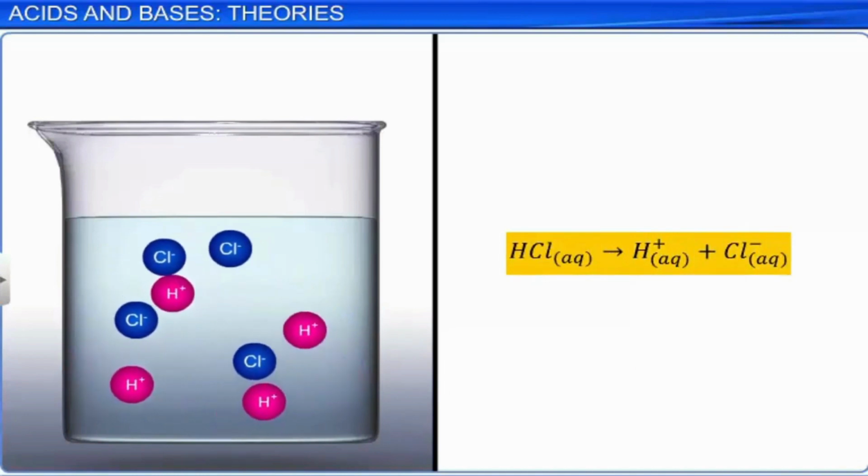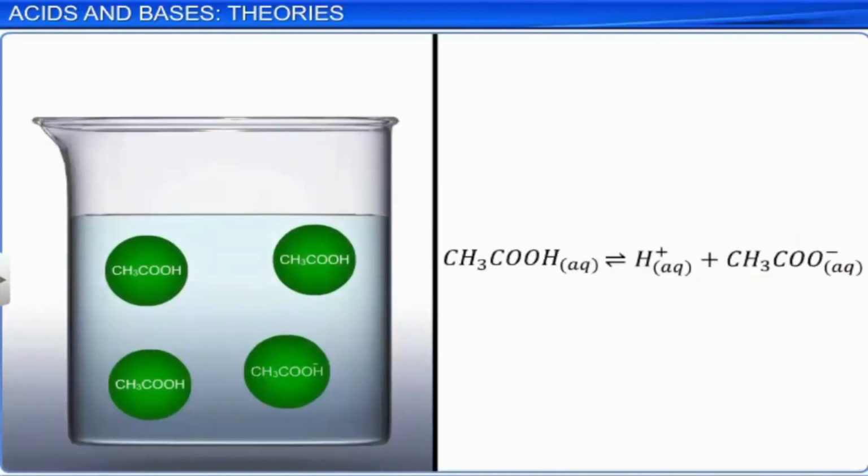On the other hand, acetic acid is considered a weak electrolyte as it undergoes ionization to a very limited extent. An aqueous solution of acetic acid mainly contains unionized acetic acid molecules in equilibrium with the few hydrogen and acetate ions. Hence, the equilibrium involving the ions in an aqueous solution of a weak electrolyte is called ionic equilibrium.